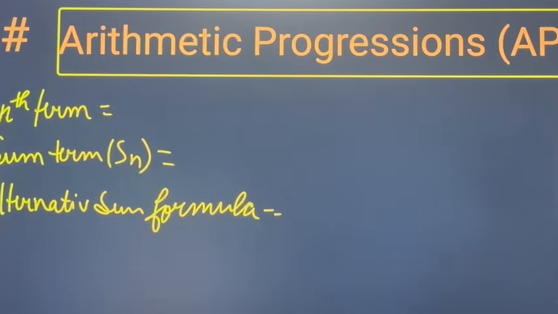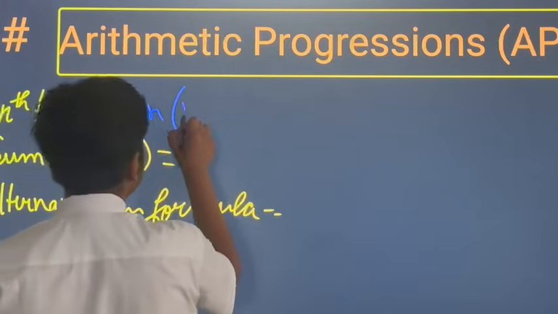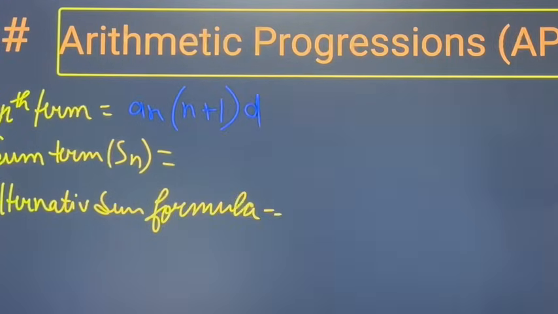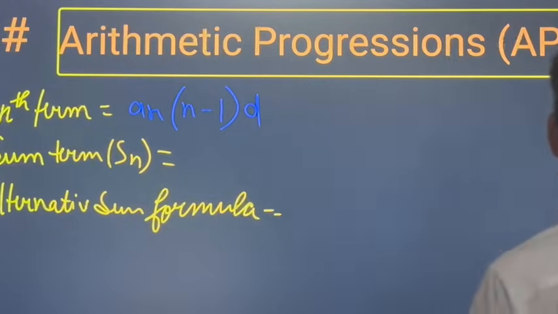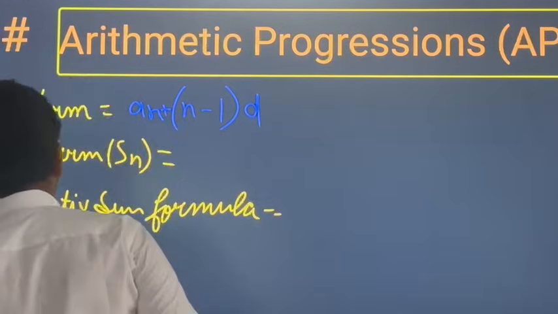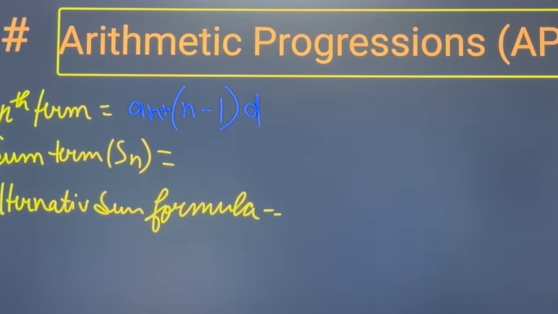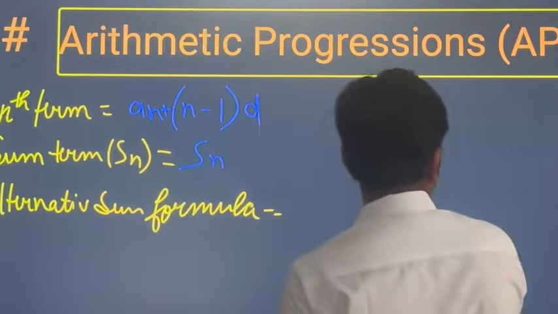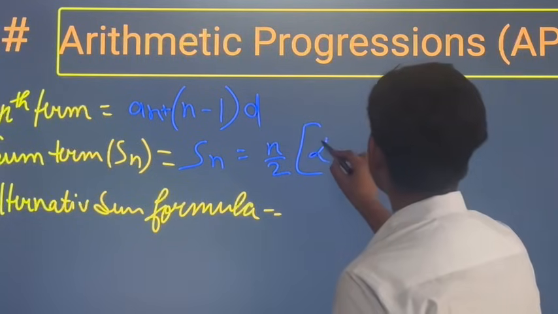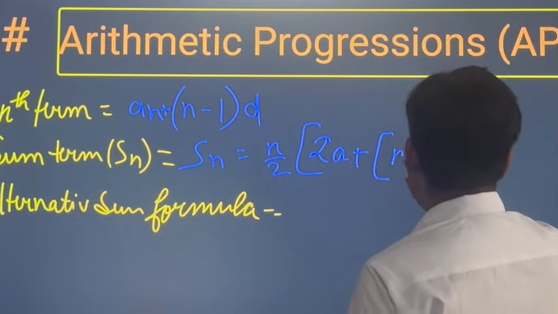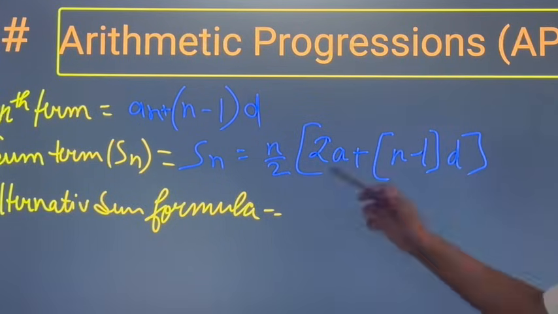First, the nth term formula. The nth term formula is An = a + (n minus 1) d. सम टर्म Sn, इसमें सम टर्म ऐसे निकालना है, तो Sn is equal to n upon 2 in bracket 2a plus (n minus 1) d. इसमें कुछ नहीं करना है, सिंपली Sn का फॉर्मूला है n upon 2, फिर 2a plus (n minus 1) d.